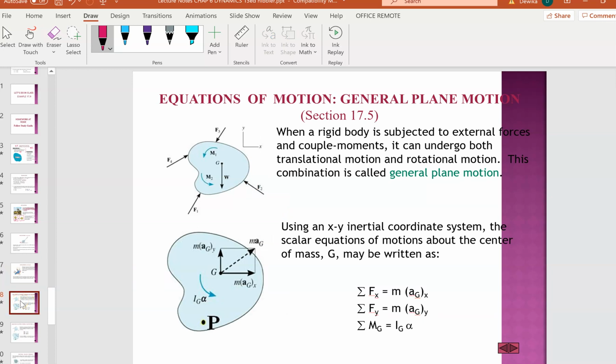When a rigid body is subjected to external forces and coupled moments, it can undergo both translation and rotation. Just now we were breaking it down. We say curvilinear plus rotation.